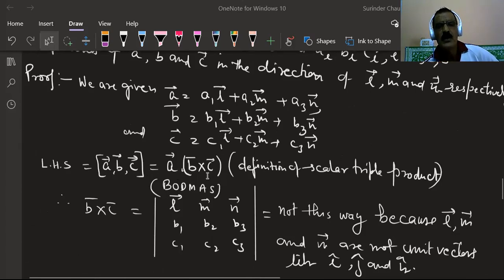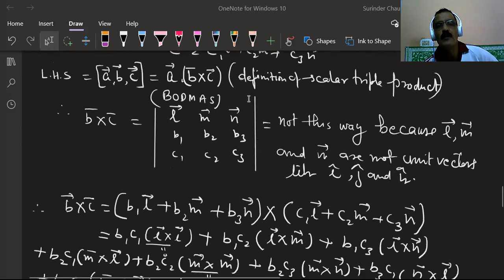If L, M, N are unit vectors, then we can find the cross product in this determinant form. But here L, M, N are not unit vectors, so we can't write B and C in this form and evaluate the determinant. So we have to directly multiply them. This is a very interesting and special thing here. If the elements are unit vectors, then you can do it this way. If they are not unit vectors, then you have to directly find their product.